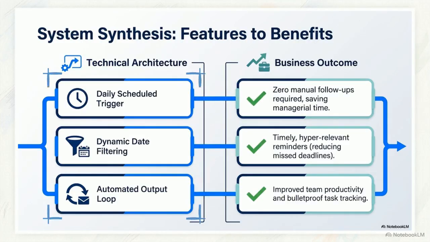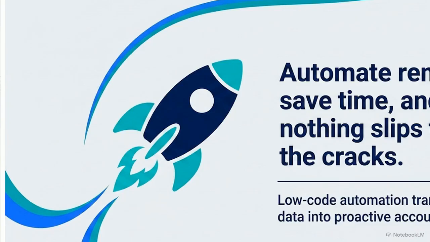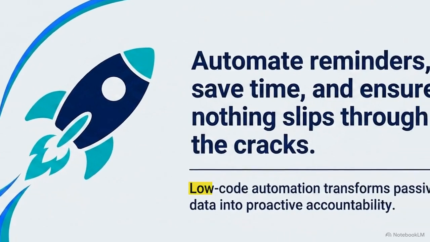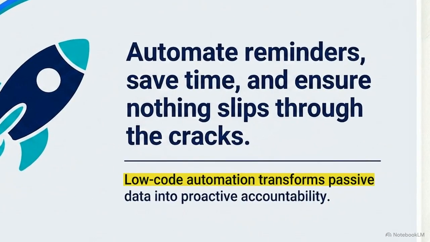By matching a scheduled trigger with dynamic date filtering and an automated output loop, you achieve concrete business outcomes: 0 manual follow-ups, hours of managerial time saved, and a dramatic drop in missed deadlines. You can easily duplicate this exact logic, change the parameter to 1 day, and create an escalated 24-hour warning system. It proves that with straightforward automation, you can transform passive data into proactive accountability, ensuring nothing slips through the cracks.